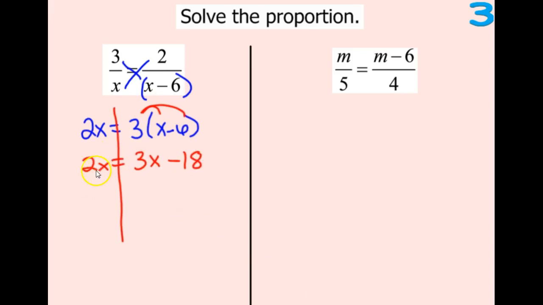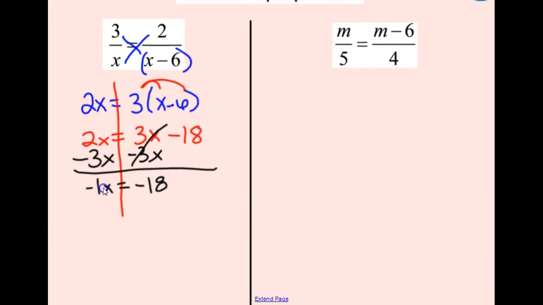This is another one where if I move the 2, there's nothing left there, so I'm just going to move the 3 instead. You'd get the same answer. 2 minus 3 is negative 1x, and then we have a negative 18. And then our last step, the opposite of multiplying by negative 1 is divide by negative 1. And we get a positive 18.